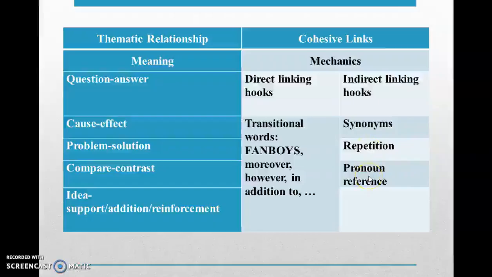I might have a main word or key term mentioned in the first paragraph, and in the second paragraph, instead of repeating this word, I refer to this word by putting the pronoun. So in this case, it's a pronoun reference. So guys, this is mainly the explanation for the difference between thematic relation and cohesive devices.